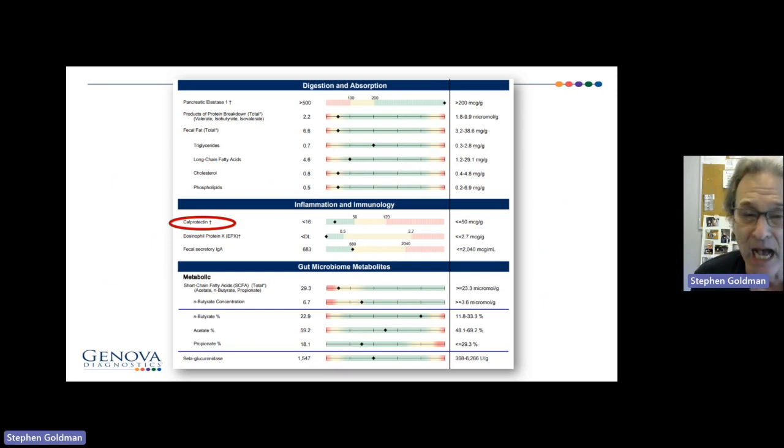Now, CalPro is not a substitute for a scope. But if you assume that your patient is not taking an anti-inflammatory, not on an immunosuppressant, if they have a nice low calprotectin, you see the medical decision points to the left of 50. This is a great finding, less than 16. It's highly unlikely that you're dealing with an inflammatory bowel disease. It's not a substitute for a scope, but it is certainly very reassuring to see a nice low calprotectin as far as inflammation is concerned.